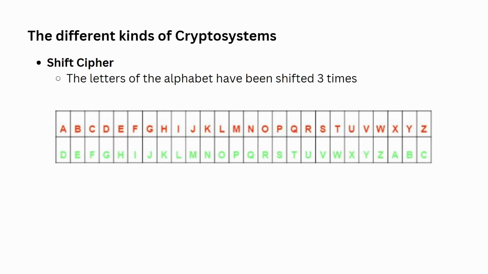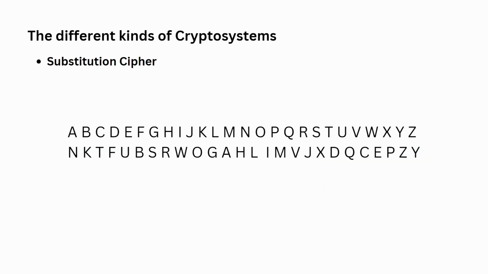Next, we have the shift cipher, in which the letters of the alphabet have been shifted 3 times. If you see one of these ciphers, all you need to do is substitute whatever is listed here. So D will be A, G will be D, L will be I, R will be O, W will be T.